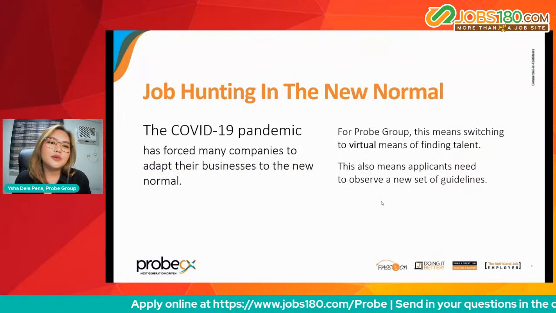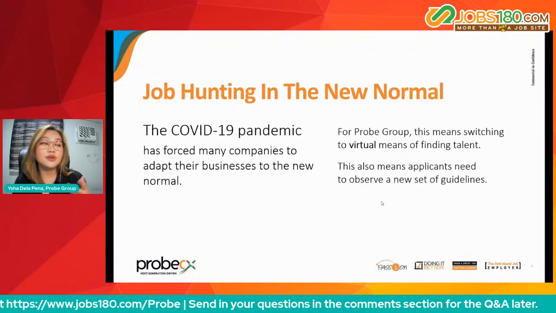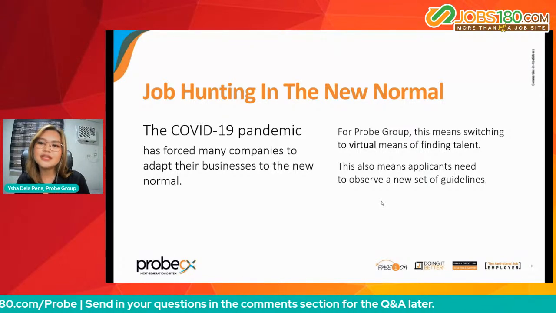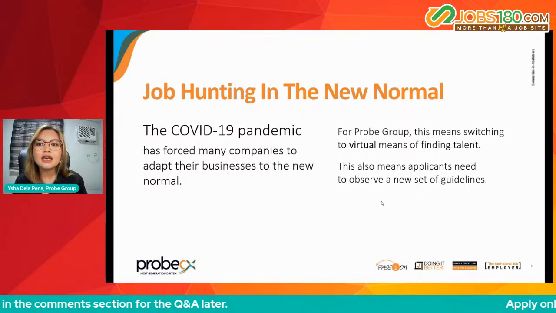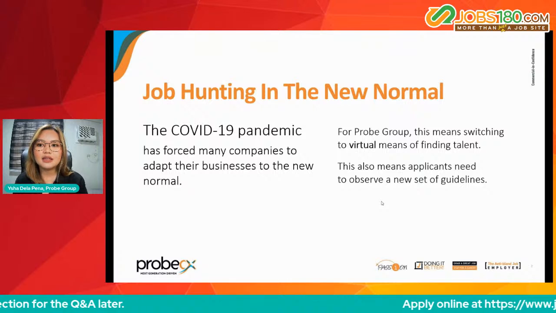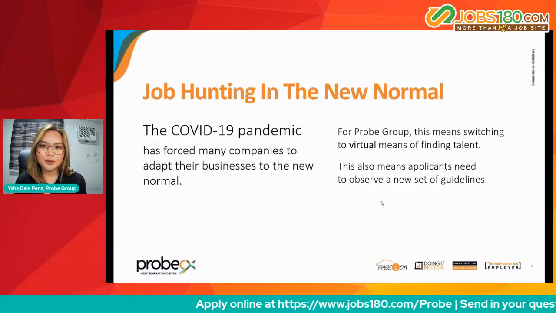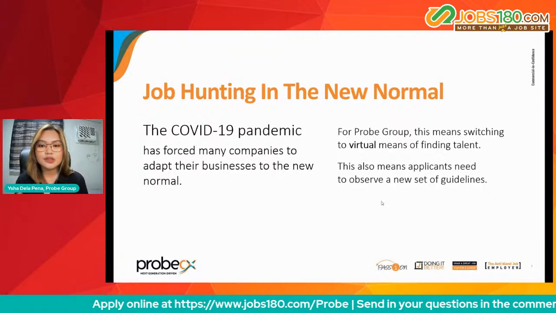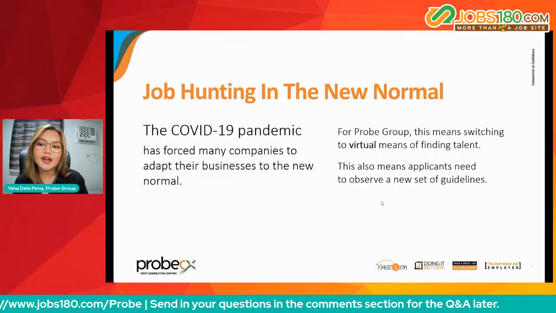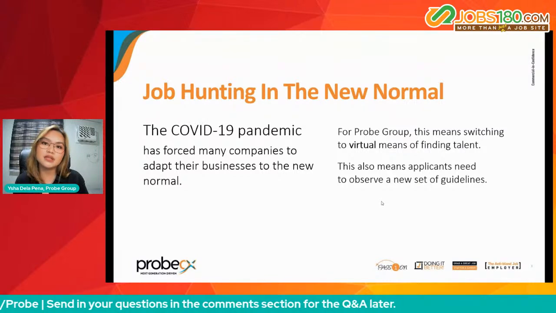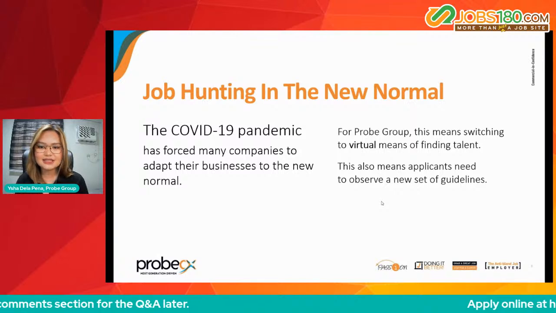Okay, so as we all know, the COVID-19 pandemic has forced many companies to adapt their businesses to the new normal. For us at Pro Group, this means that we've switched to a virtual means of finding talent. So this also means that our applicants will have to follow a new set of guidelines so that we can assess them properly. With these new sets of guidelines in place, we are able to ensure that we hire the right candidates and make our opportunities available and accessible to qualified and high potential candidates.